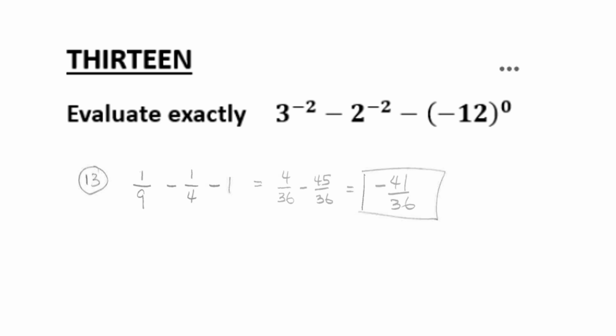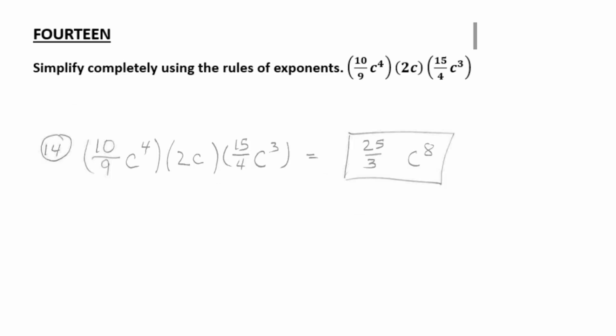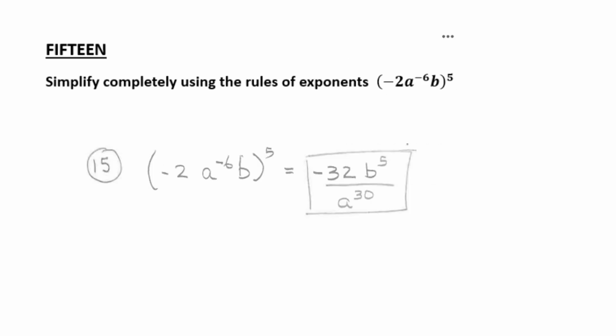Here, you evaluate using properties of exponents, you get negative 41/36. Here you use the rules of exponents and you simplify and you get 25/3 c to the 8th power. Here you simplify using the rules of exponents, you get minus 32 b to the 5th divided by a to the 30th power.